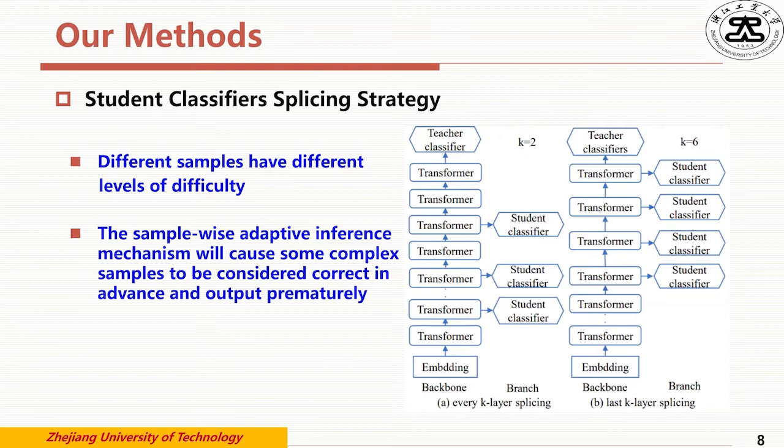To alleviate this problem, we propose two splicing strategies for student classifiers, as shown in the figure. These two strategies allow the tokens to pass through more transformers before output to determine whether they are correct. In this way, the token can be more accurate before output.